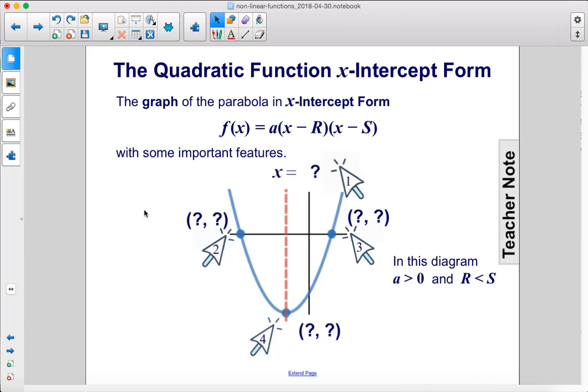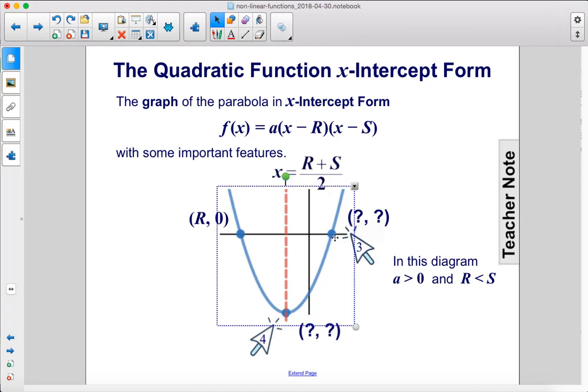The graph of the parabola in x-intercept form is f of x equals a times x minus r times x minus s, with some important features. First thing, our axis of symmetry here is going to be x equals r plus s divided by 2. Our zero over here will be r comma 0, and our zero over here will be s comma 0.